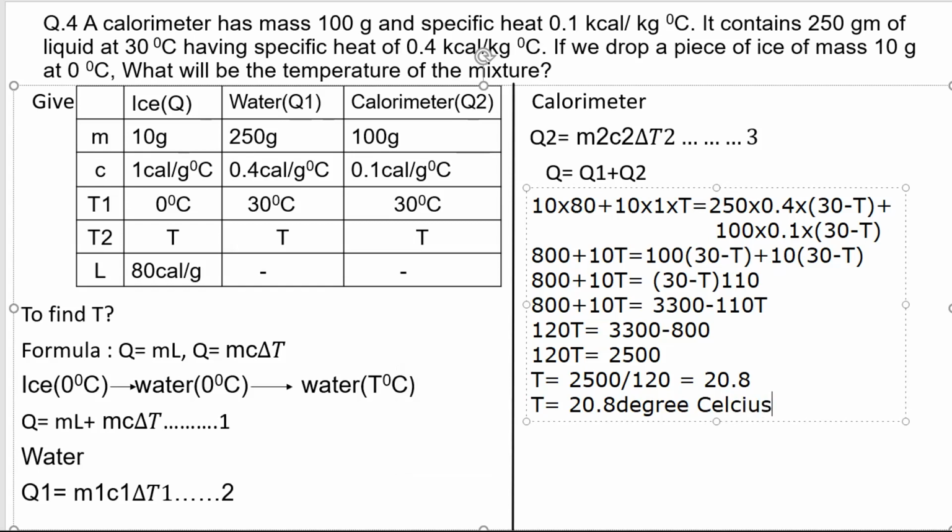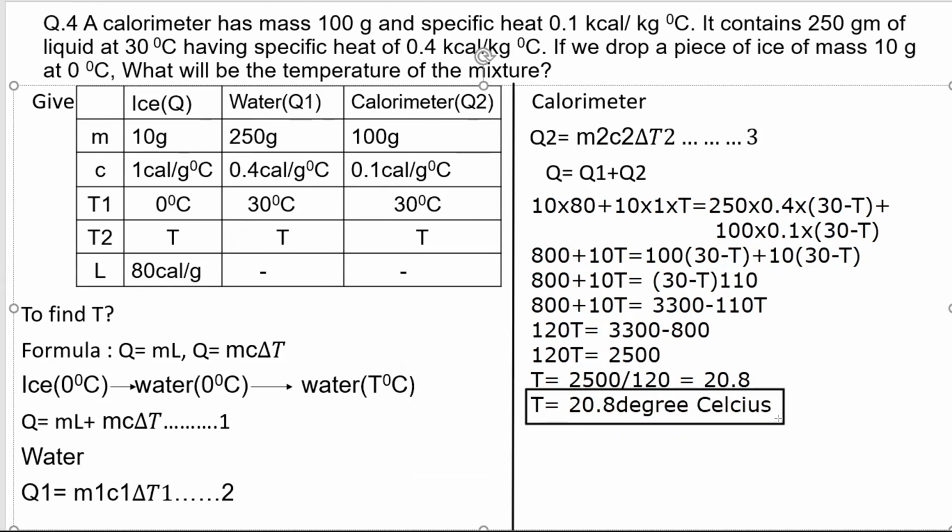This is the temperature of the mixture. Is that clear? Temperature of the mixture is 20.8 degrees Celsius. If you want, you can write the temperature of the mixture is 20.8 degree Celsius. If you want, take the screenshot.